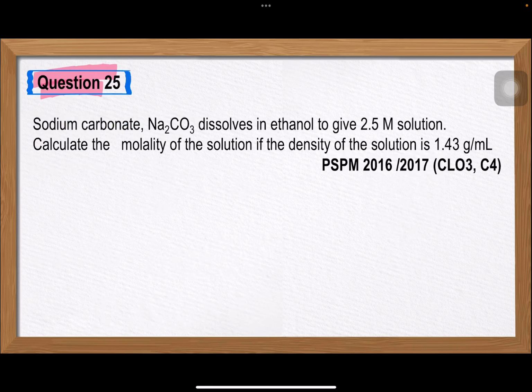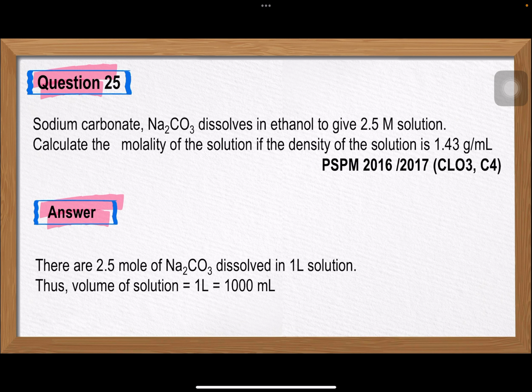25. Sodium carbonate dissolved in ethanol to give 2.5 molar solution. Calculate the molality of the solution if the density of solution is 1.43 gram per milliliter. Density of solution is mass of solution divided by volume of solution. So from here, you already know the molarity. So you need to know the molality. You are given the density.